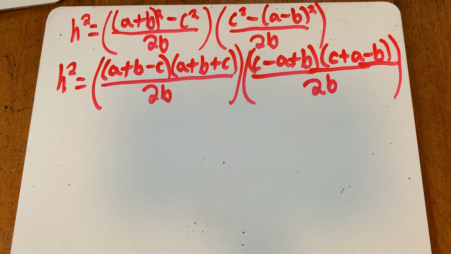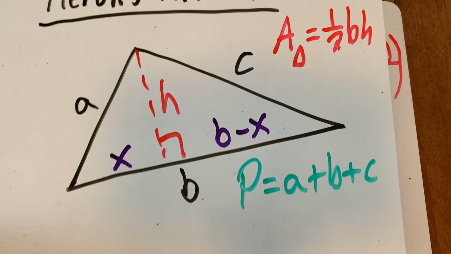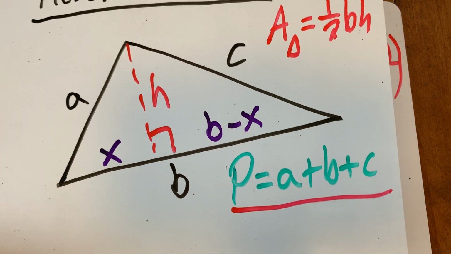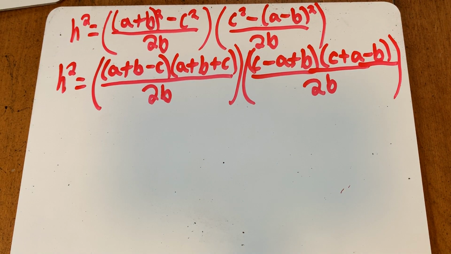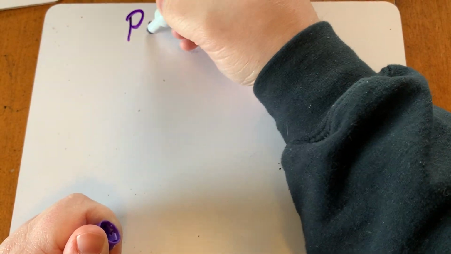This is the point where we come back to this. Now, perimeter is the sum of the three sides. We're going to have to bring in a new term.